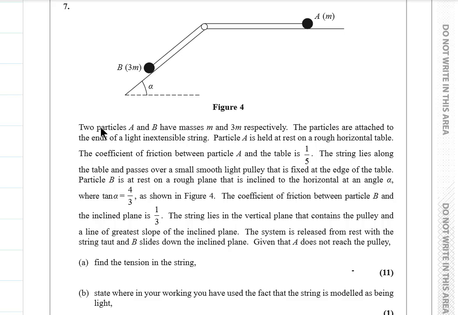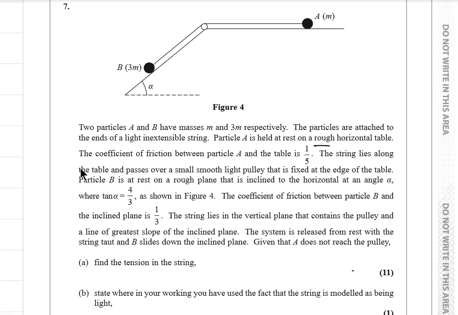Question 7. Two particles A and B have masses m and 3m respectively. The particles are attached to the ends of a light inextensible string. Particle A is held at rest on a rough horizontal table. Okay, we have a rough surface. The coefficient of friction between the particle A and the table is 1/5.